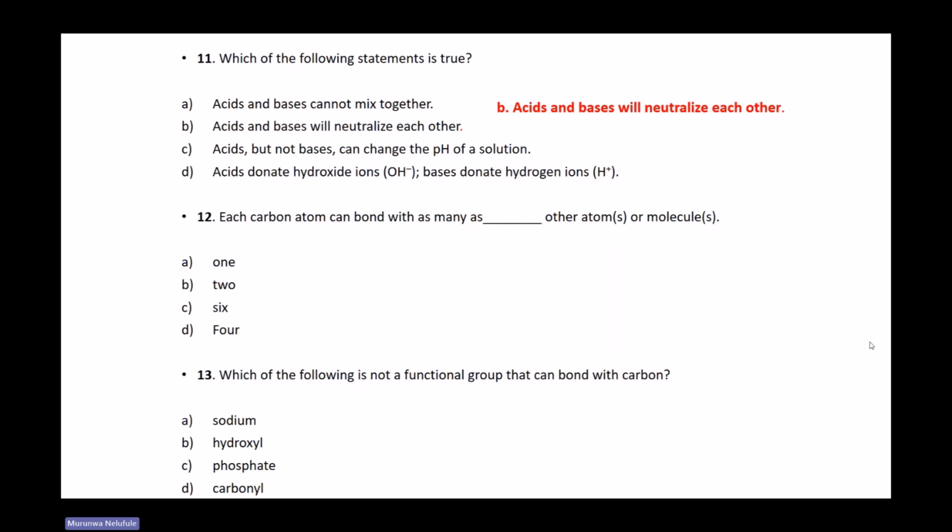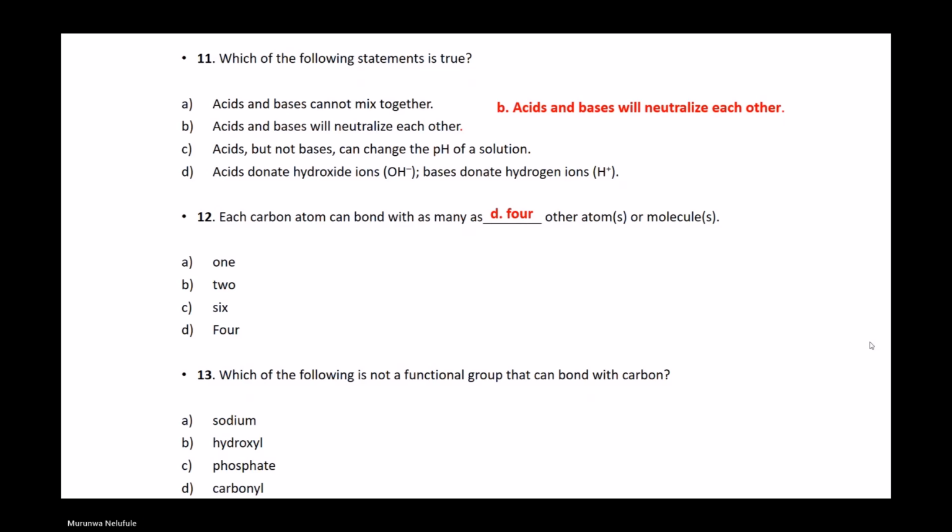Each carbon atom can bond with as many as how many other atoms or molecules? It's 4, D, because carbon has a valency of 4, so it can only bond with 4 atoms or molecules. Cool.